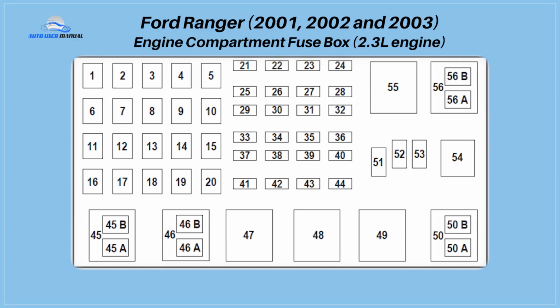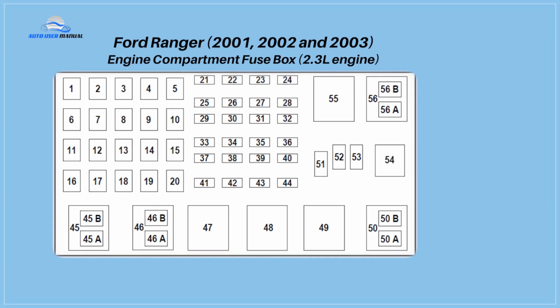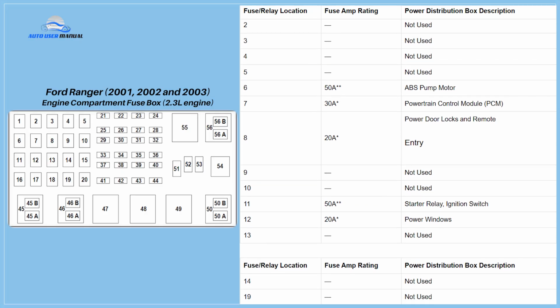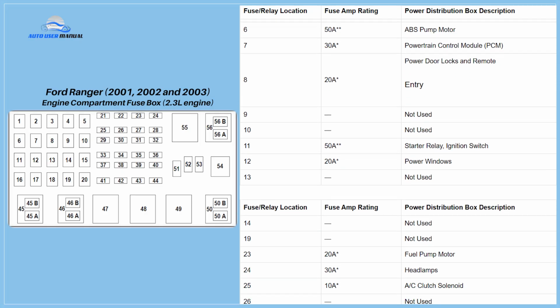The engine compartment fuse box for the 2.3-liter engine in 2001 to 2003 Ford Ranger models distributes and protects power to engine and powertrain circuits, including ignition, fuel system, and cooling fans.